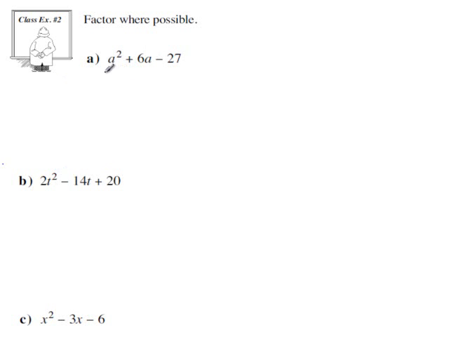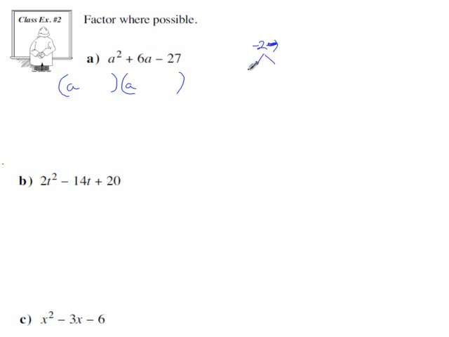Alright, looking at your first question here, the a squared coefficient is 1, so if it's factorable it will be in this form. A is the first thing. I'm looking for two numbers that multiply to get negative 27 and add to get positive 6. So I know it has to be one negative and one positive factor. And since they're adding to get a positive number, I know that the positive factor has to be bigger.